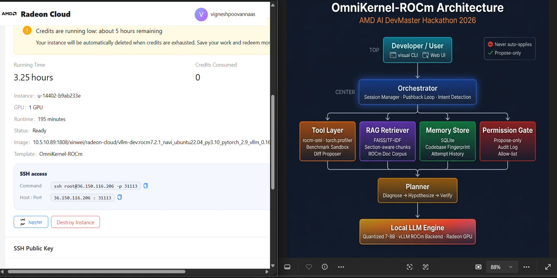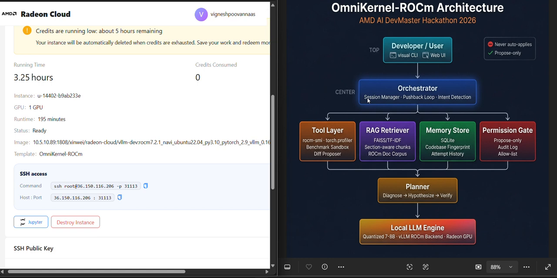When engineers port CUDA workloads to AMD ROCm and HIP, performance gaps of 2x to 5x are common and often non-obvious. Bottlenecks like uncoalesced memory access or LDS bank conflicts are buried across ROCm-SMI metrics, torch.profiler traces, and scattered AMD manuals. Meet OmniKernel-ROCm architecture, a private local AI agent built for AMD GPU engineers.